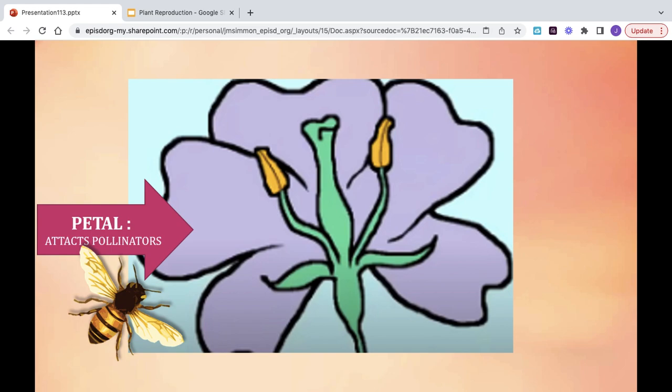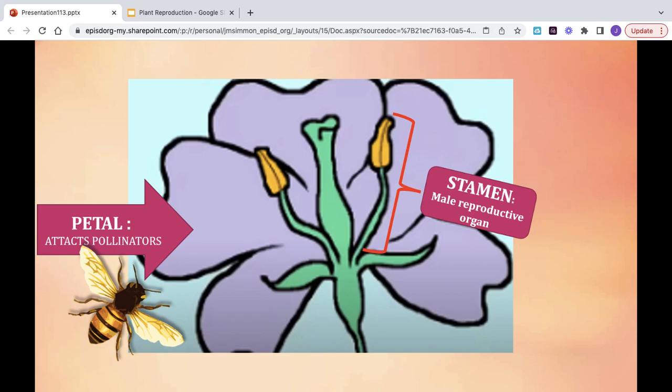The first one we're going to talk about is the male reproductive organ, which is located right here, and this is called the stamen. You can remember this because the stamen ends in men. Sometimes flowers will have multiple stamens in one flower. On top of the stamen, we have something called the anther, which is in yellow. The anther is where pollen is produced. Pollen is actually the male gamete of the flower, or the male sex cell of the flower.